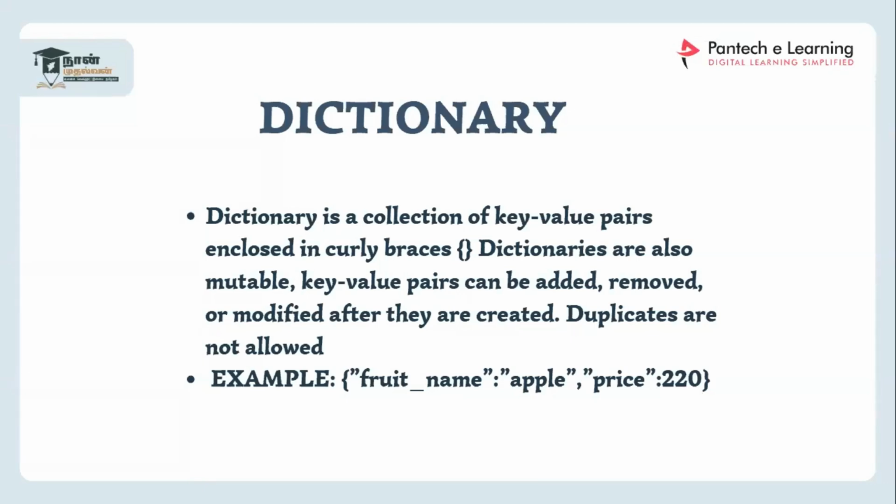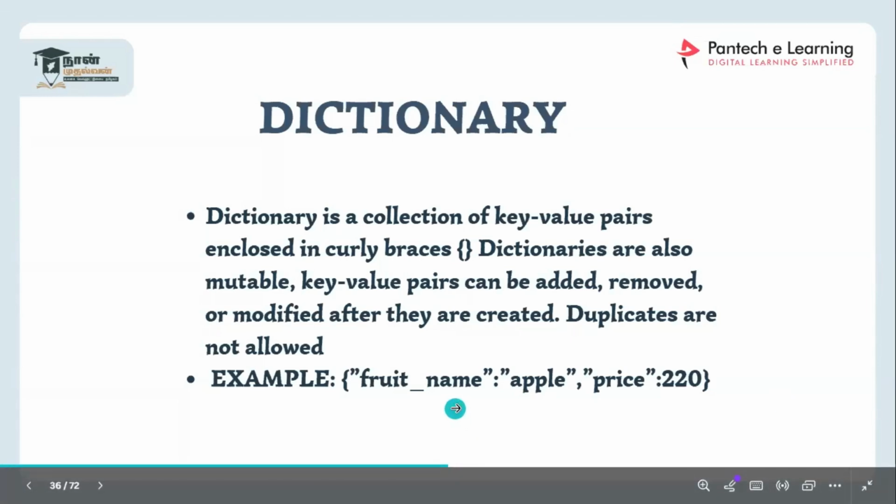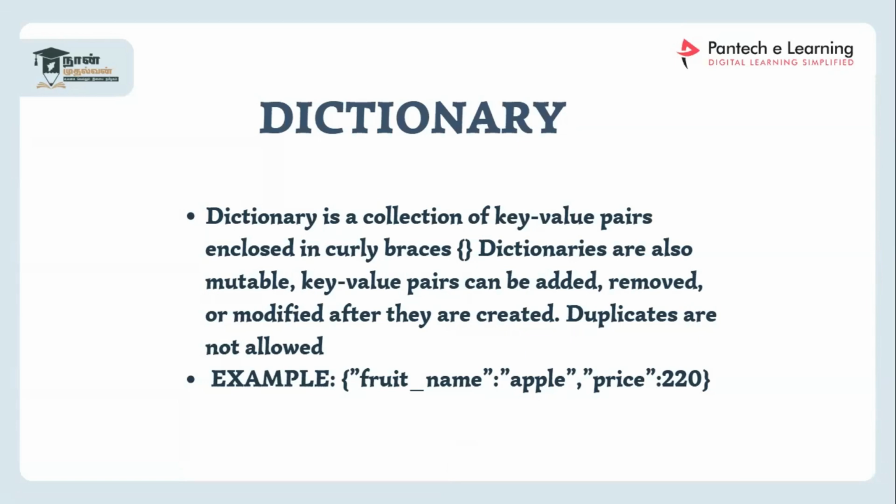This dictionary is also enclosed in curly braces. A dictionary is mutable, and we can add or remove values in our dictionary, and duplicates are not allowed. A dictionary does not accept duplicate values. You can see the example at the end of the line, mentioning the fruit name and the price. Fruit name is a key and apple is a value. Same like that, price is a key and 220 is a value. So this is the way we can create the dictionary.